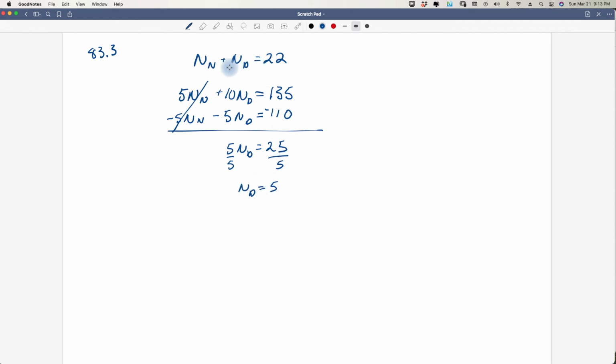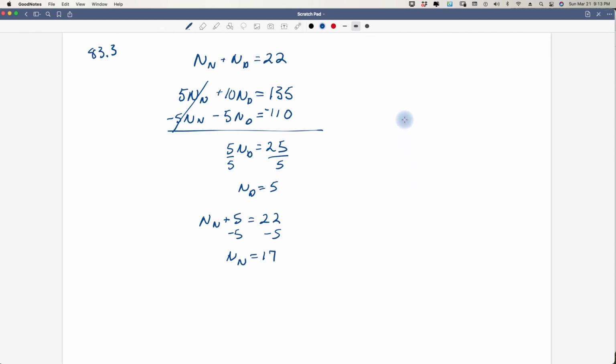So now we can solve up here. The number of nickels plus 5 equals 22. We subtract 5 from both sides. Then we know the number of nickels was 17. Solved. Okay, let's keep going. Let's do one more. Do we have one more? No, that was the last one. Oh, goodness. I was kind of having fun with that.